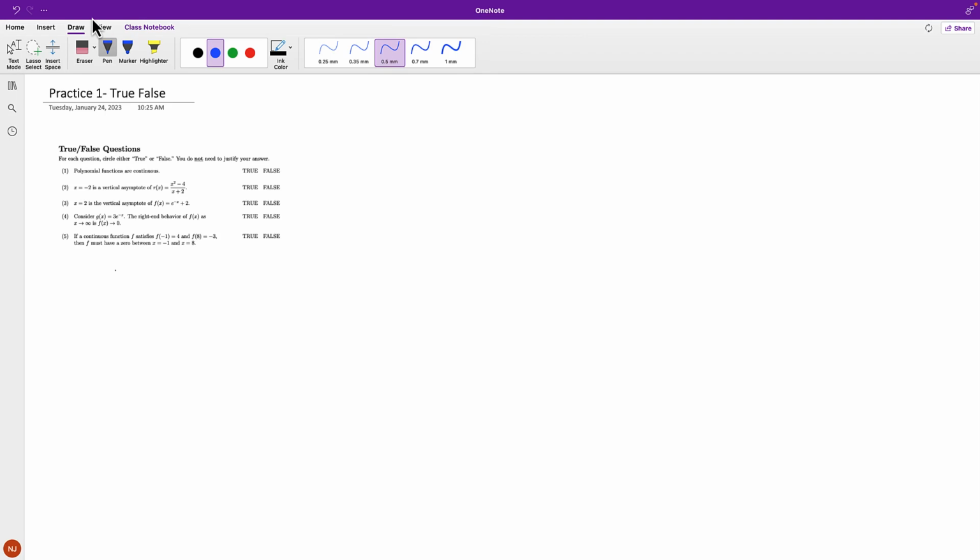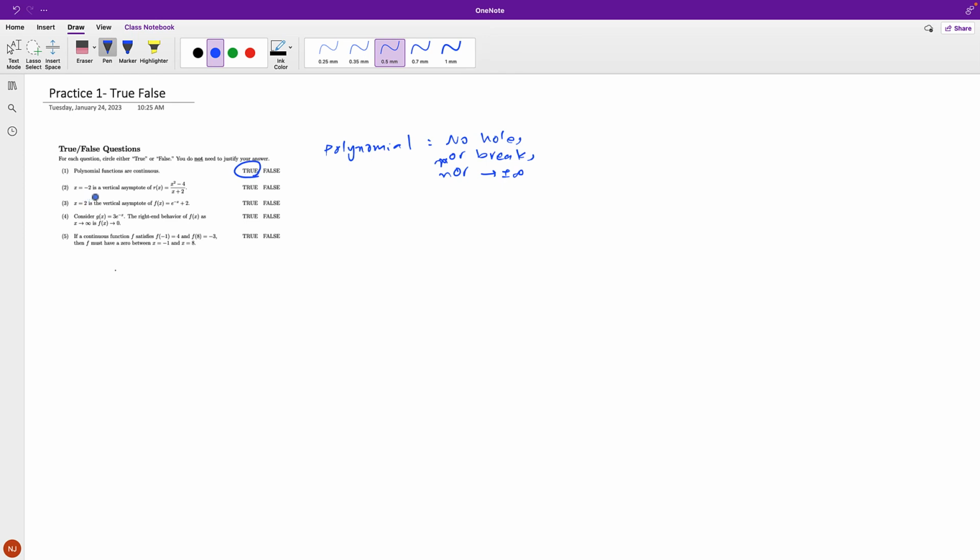True or false? Polynomial functions are continuous. So the graph of a polynomial function doesn't have any holes. Polynomials have no holes or breaks or going to infinities. So I guess true, and therefore they are continuous. Correct.